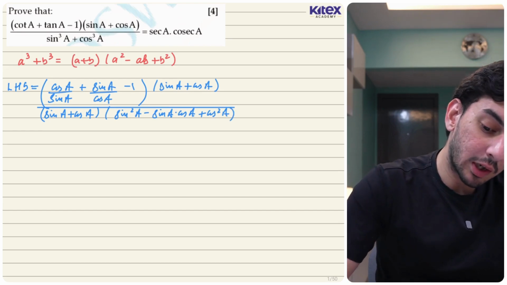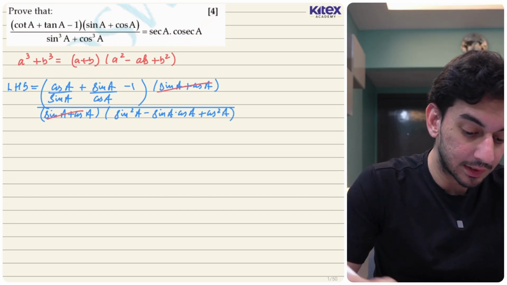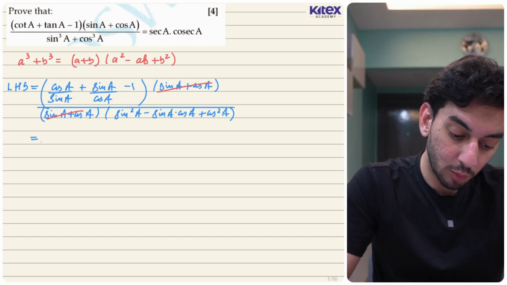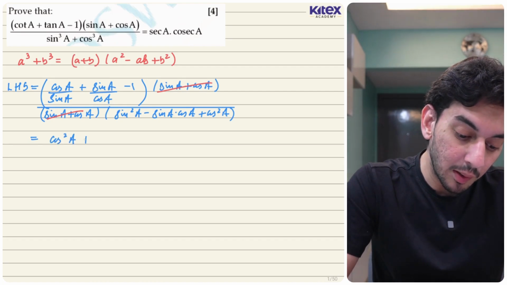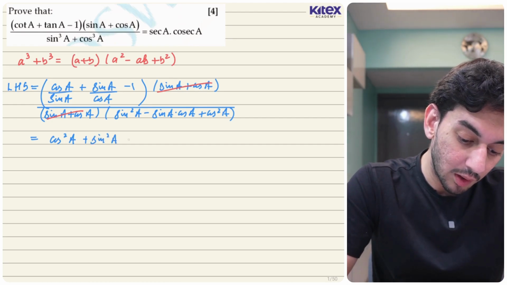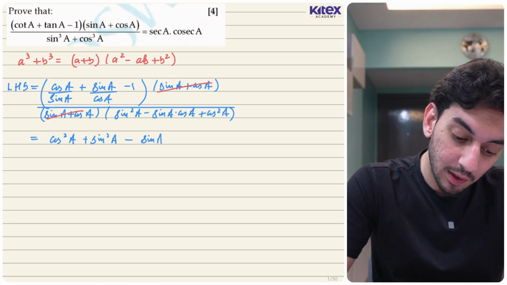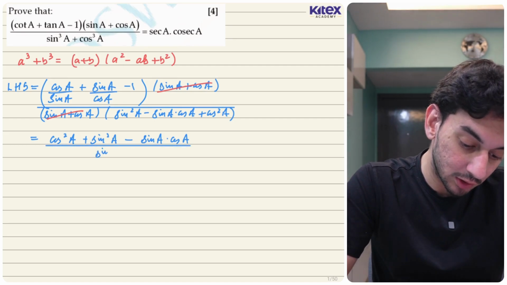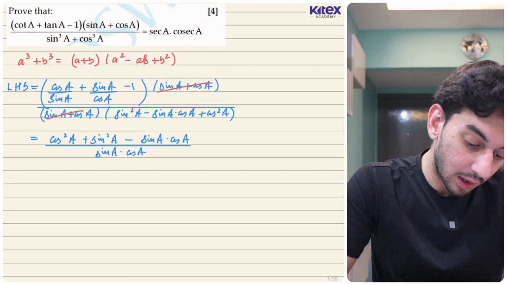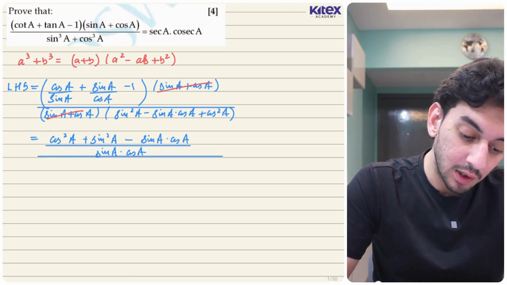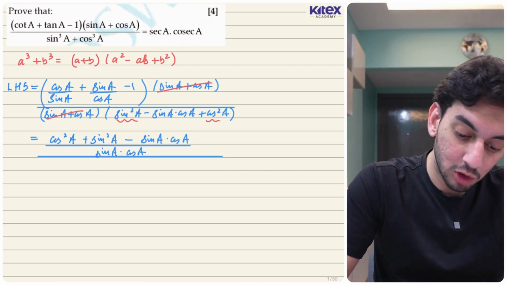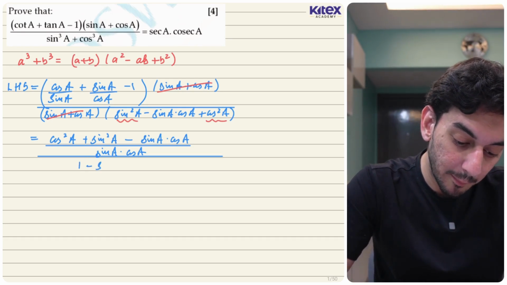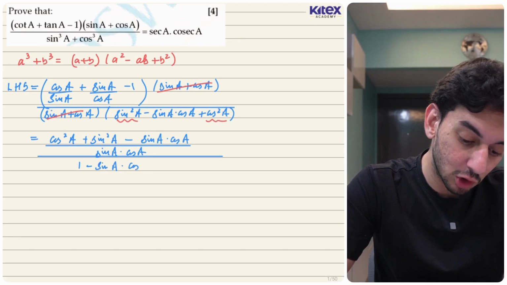Over here I can very clearly see that sin A plus cos A and sin A plus cos A can just be cancelled out, and I can take the LCM in the numerator. So this becomes cos²A plus sin²A minus sin A times cos A, all of that divided by sin A cos A, and in the denominator I will be left with sin²A plus cos²A, which adds up to 1 because we know sin²θ plus cos²θ is 1. So that becomes 1 minus sin A times cos A.